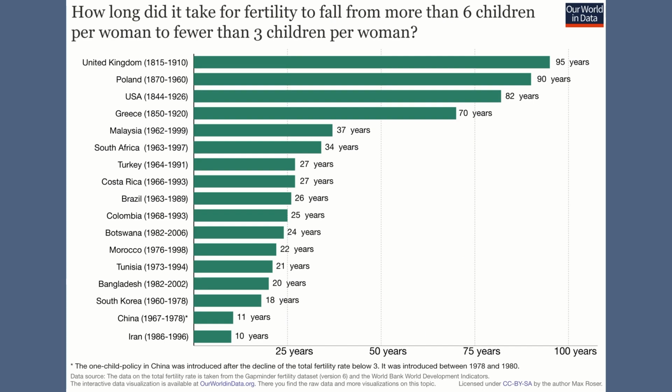This change from having many children, let's say 6 per woman, to fewer than 3, took 95 years in the United Kingdom, the first place that went through the Industrial Revolution. Also, if you look at other developed countries, it took many, many decades to lower the fertility rate by half. Today, what we're seeing is that some countries are lowering their fertility rate extremely rapidly. Like, for example, here, China and Iran, which have halved their fertility rate in about a decade.